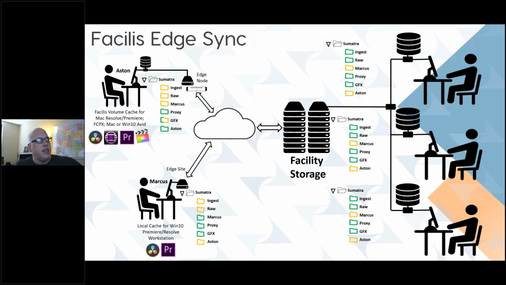Now on the Aston system, he sees the full proxy folder. He's constantly prefetching that because that's what he's working with in his projects. He only sees some of the graphics.